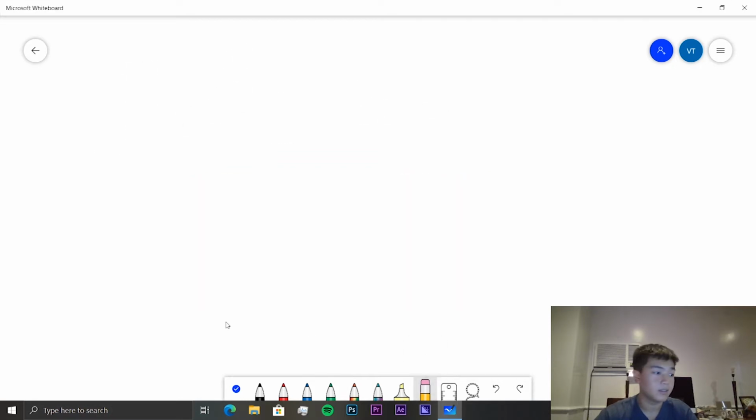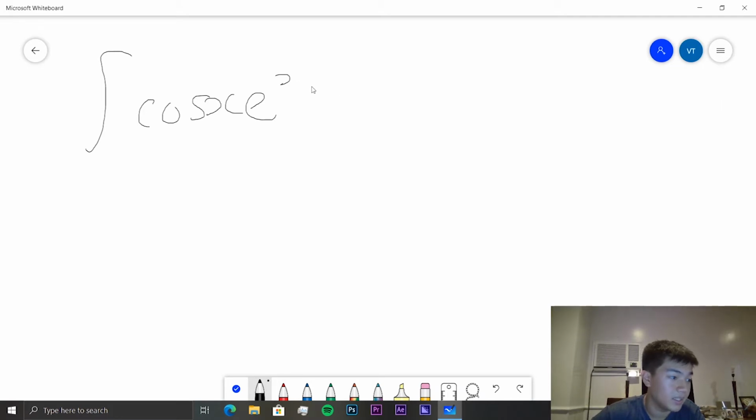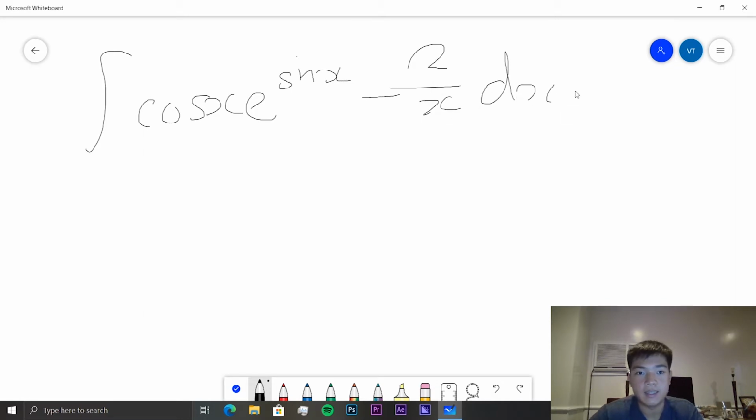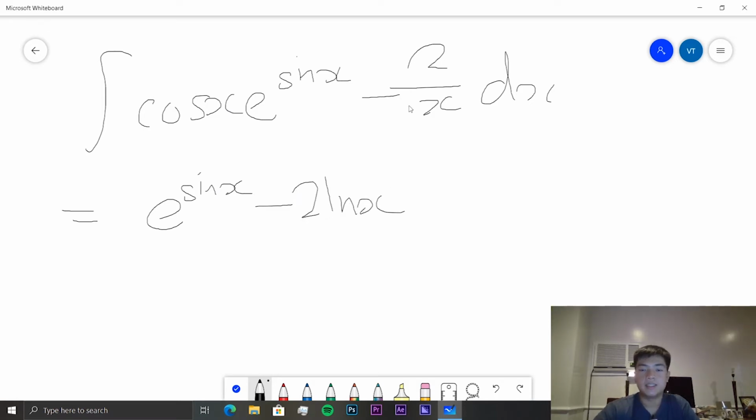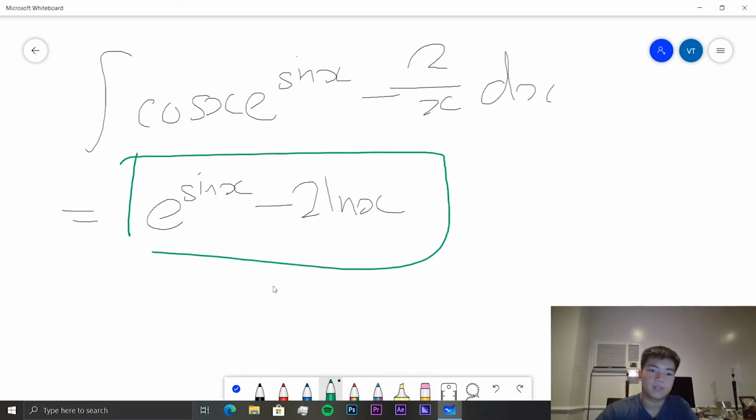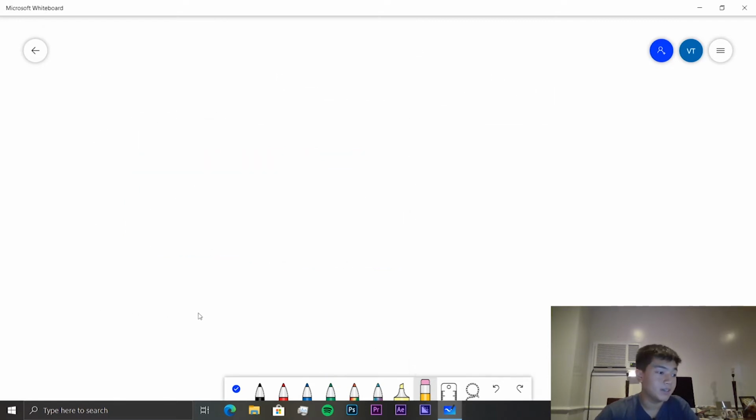Okay, next we have the integral of cosine x e to the sine x minus 2 over x dx. We should recognize that cosine x is actually the derivative of sine x. So this integral is actually equal to e to the sine x by chain rule, minus 2 ln x, since this should be 1 over x for just ln x itself. So this is part of inspection, and yeah.